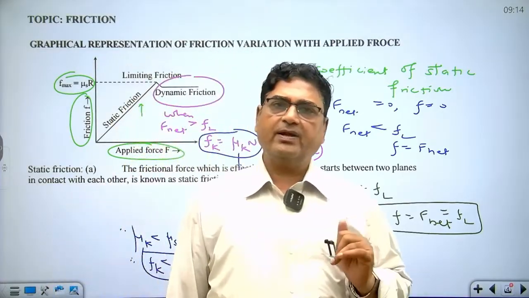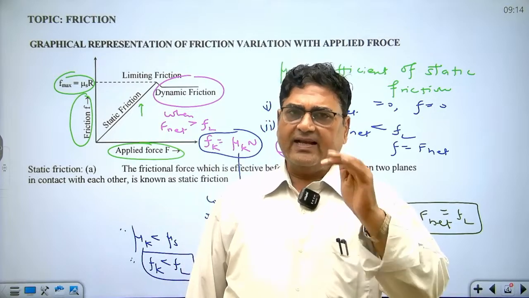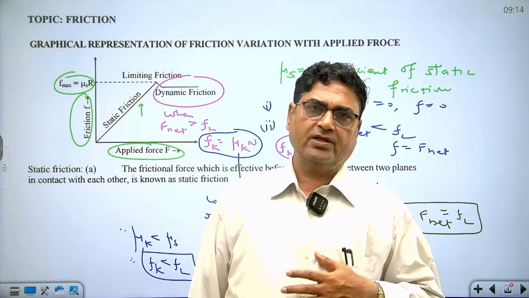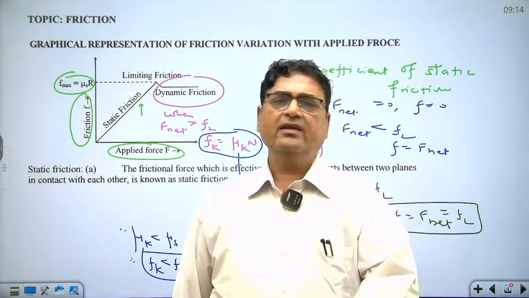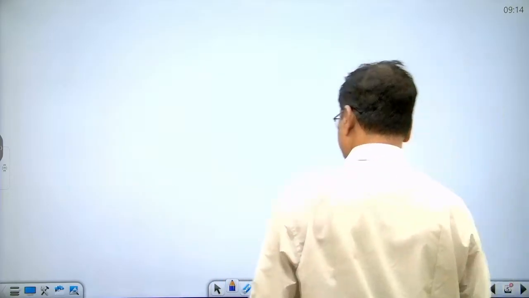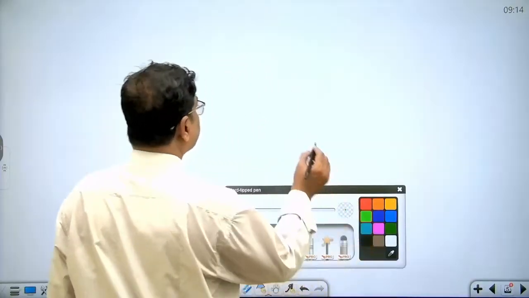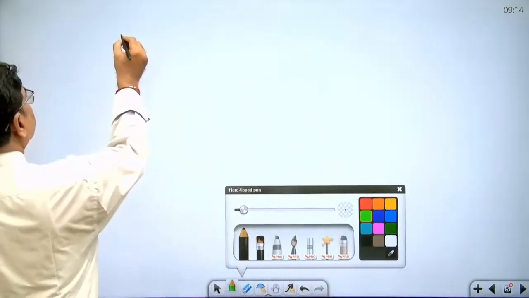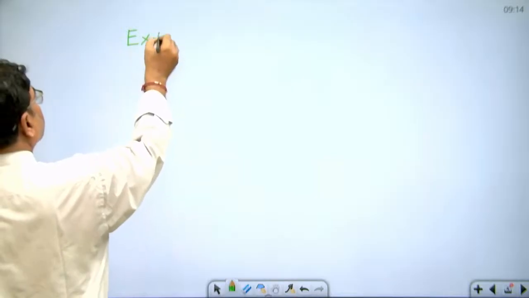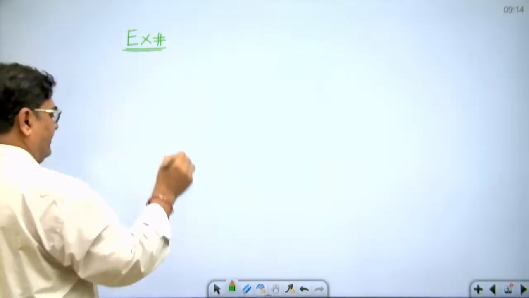And what is the direction of kinetic friction? The direction of kinetic friction remains opposite to relative motion. Let's see the direction of kinetic friction and static friction, and also we will see the amount of static friction and kinetic friction.